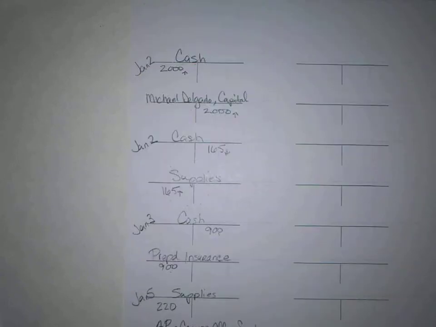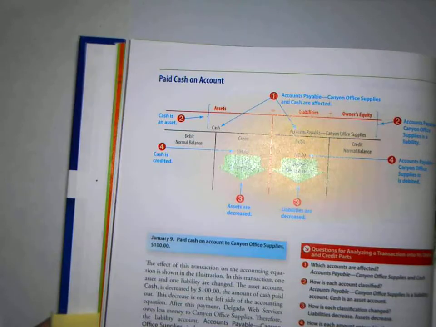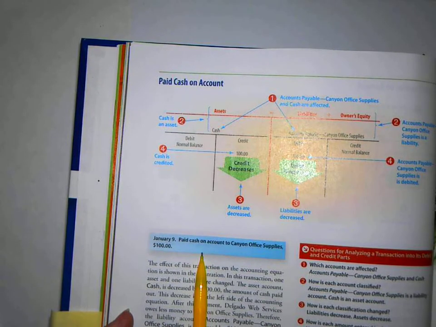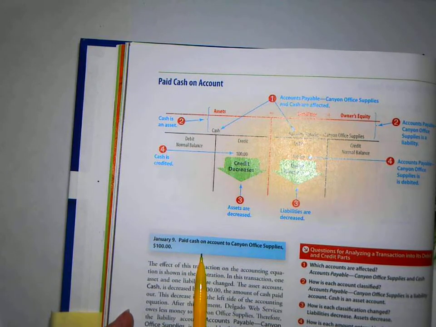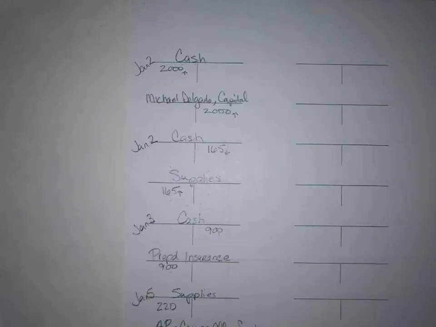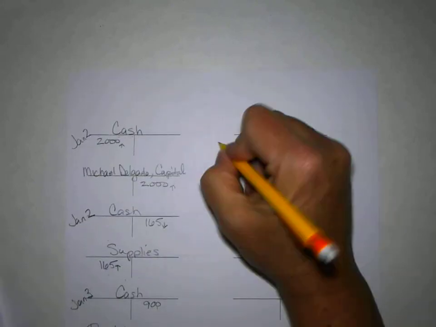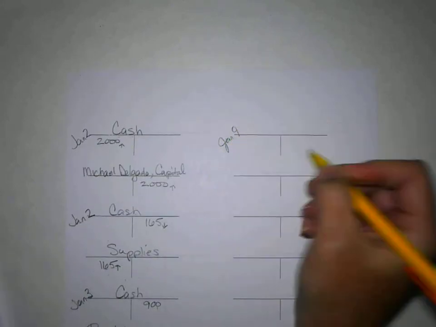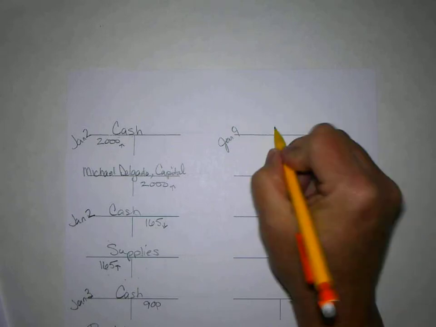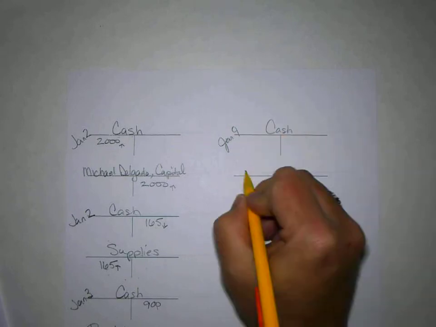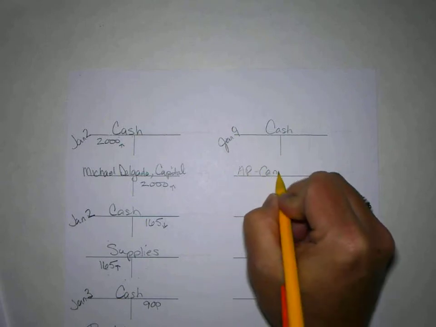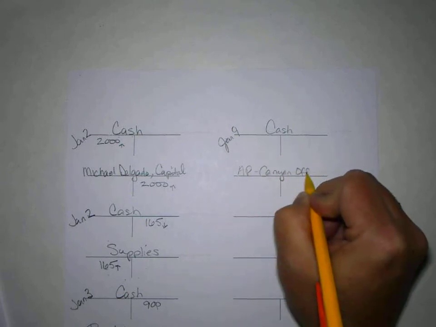All right, and then the next one is on January 9th. Paid cash on account to Canyon Office Supply. So we're paying them $100. Okay, so we'll go up here. January 9th. To what two accounts? We're going to use cash and accounts payable for Canyon Office Supplies.